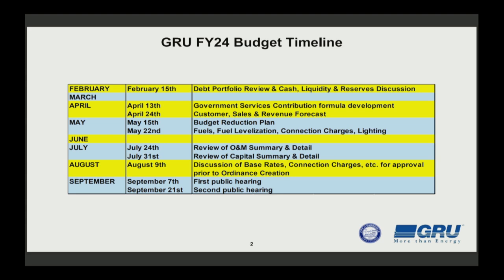We're going to start by just briefly covering the budget timeline, and this is the commission timeline, but we've been through 3 meetings so far. You've heard us talk about the debt, and about the new government services contribution formula. You saw at the last meeting the customer sales and revenue forecast. We have 2 meetings in May. The one that we're doing tonight, we'll do the same presentation to the City Commission on Monday. And then on the 22nd, we'll talk with the Commission. On the 23rd, I believe, we'll talk with you, Mr. Walters and some of his group. We'll talk about the fuels budget, talk about the fuel levelization process, which we've never really specifically spoken to during the budget process. We'll also talk about connection charges and lighting.